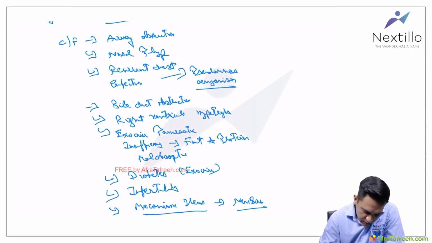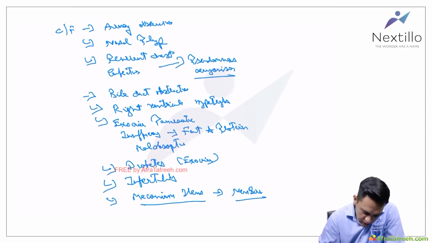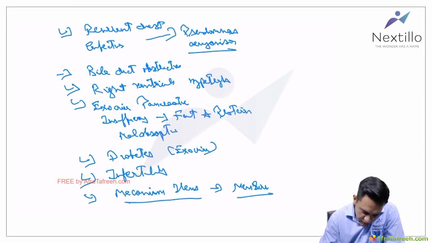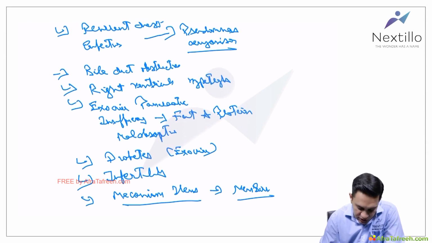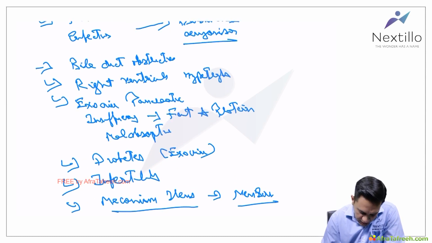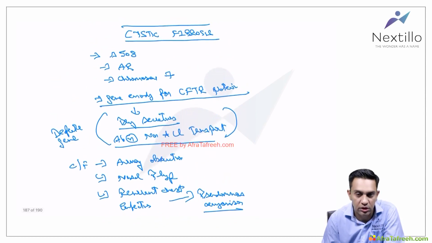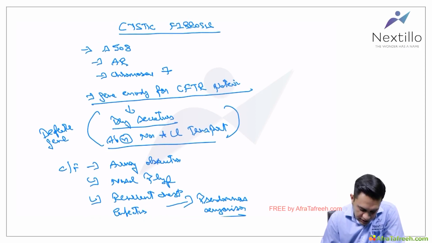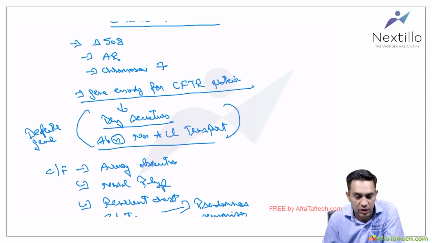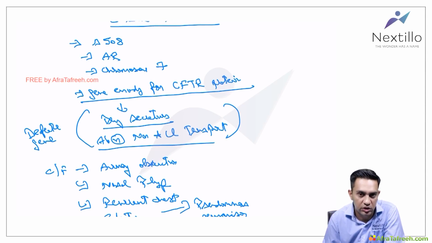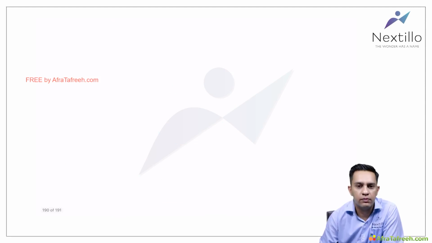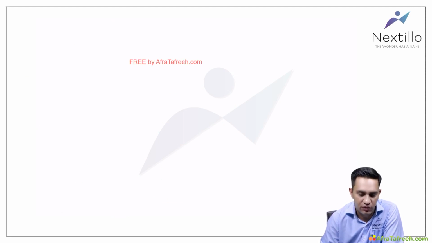There is airway obstruction, nasal polyp, recurrent chest infection, pseudomonas aeruginosa, there is bile duct obstruction, there is right ventricular hypertrophy, exocrine pancreatic insufficiency leading to fat and protein malabsorption. There can be diabetes, infertility is there, and meconium ileus in the newborns, and it is due to mutation in delta 508 gene which encodes for CFTR protein leading to dry secretions and abnormal sodium and chloride transport. It is an autosomal recessive, and this disease is associated with chromosome 7 mutation. Chromosome 7.